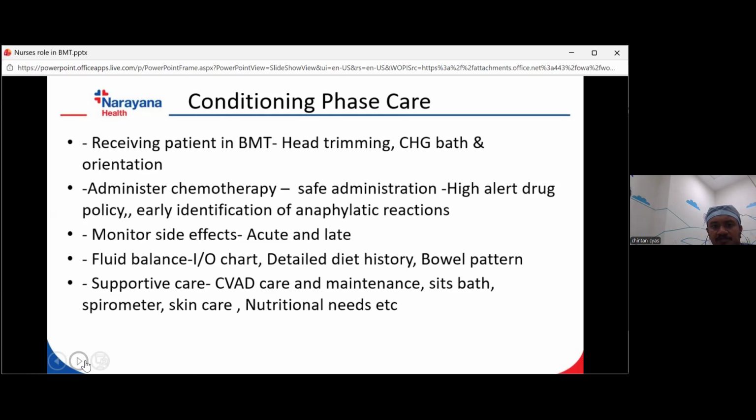And as a nurse we need to assess the detailed diet history and bowel pattern. We have to keep track of the bowel pattern as well as the diet history, and if needed, counsel with the dietitian for dietary modifications. And supportive care, CVAD care and maintenance, is very, very important, as the patient is going to be in a severely neutropenic status, so there should not be any source of infection from the central line. The sitz bath, spirometer, skincare and nutritional needs are all important to maintain in the conditioning phase.